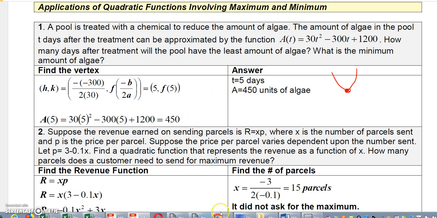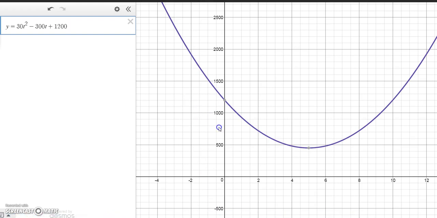And actually, if you want to look at the graph of this, I can show you here. Here's the graph of this parabola. And notice that at day 0 after treatment, you have 1,200 units of algae. But then as the number of days increase, the algae drops down to a minimum value of 450. And then, of course, if it keeps increasing, then the algae begins to increase again. And so you would have to probably treat the pool again at this point. So anyway, that's how that works.